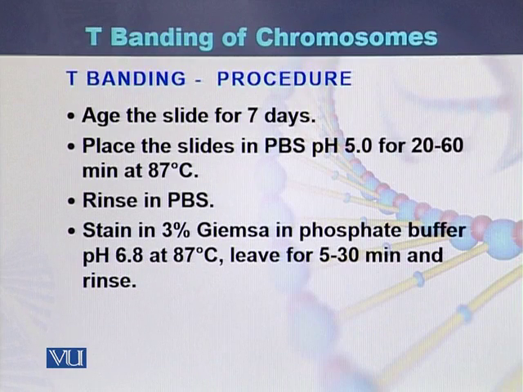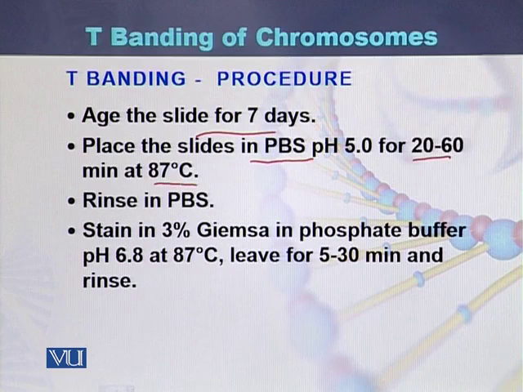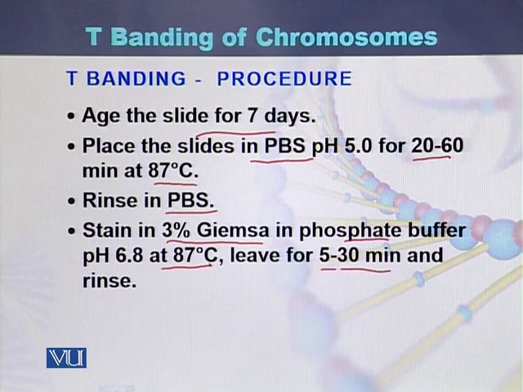Procedure for how to perform T-banding of the chromosomes. Once the age of the slides is 7 days, the slides are placed in a solution. The name of the solution is PBS, for 20 to 60 minutes at 87 degrees centigrade. Then rinse the slides with the same PBS solution. Stain with 3% GEN731 in phosphate buffer at 87 degrees centigrade and leave the slides for 5 to 30 minutes. And then the slides are rinsed again.